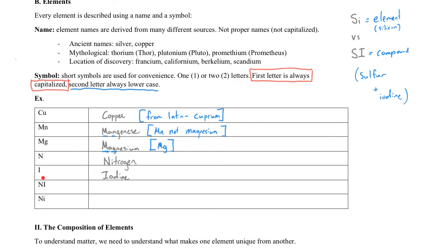What if we have N capital I? Well, that's right, that's not an element because the second letter there is capitalized. This would stand for a compound containing nitrogen and iodine. If what we meant to write was nickel, we would have to use the symbol Ni. So if you got those right, great job. Now, a really popular question to ask at this stage is, do I need to memorize the elements?